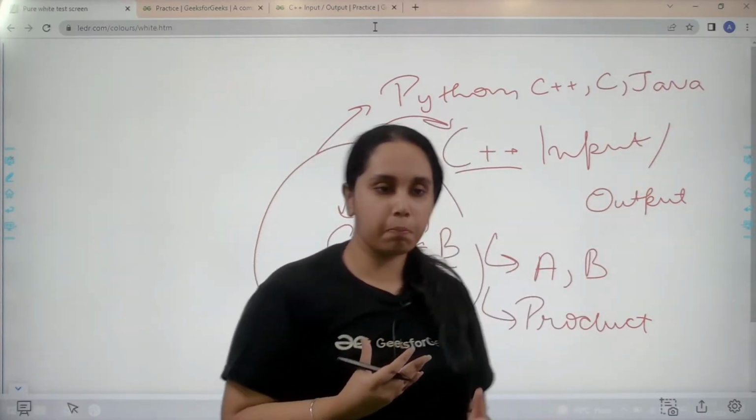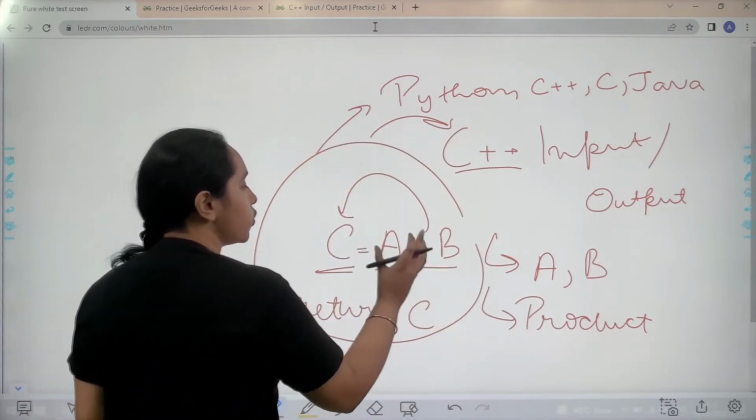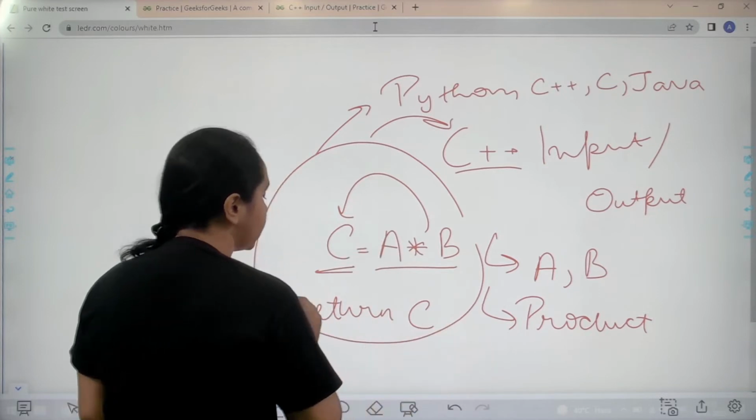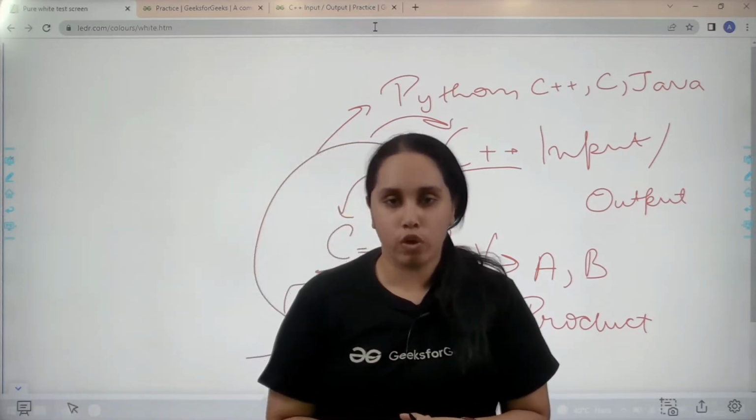We would be using Python. So basically we would take a variable C in which we would store the product of A multiply B, and then we would just return the value of C. So this is the solution for the problem.